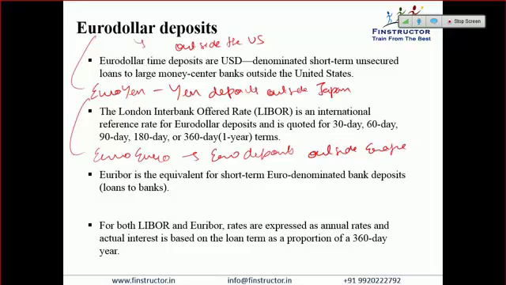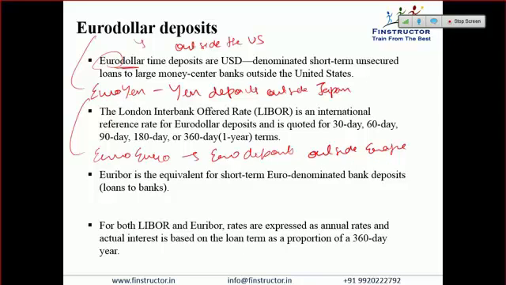So remember, a euro-dollar rate is actually a dollar denominated rate only. These are USD denominated short-term unsecured loans to large banks outside the United States. They could be in Europe, could be in Japan. Euro implies it's outside of your home country. So euro-dollar means dollar deposits outside the US. Euro-yen means yen deposits outside Japan, and so on and so forth.